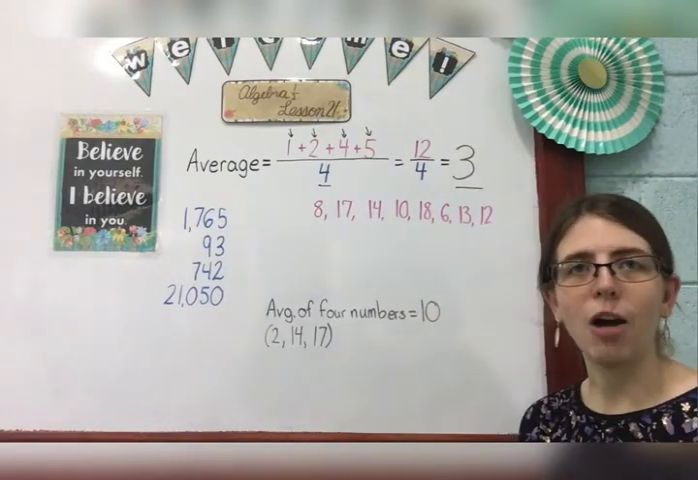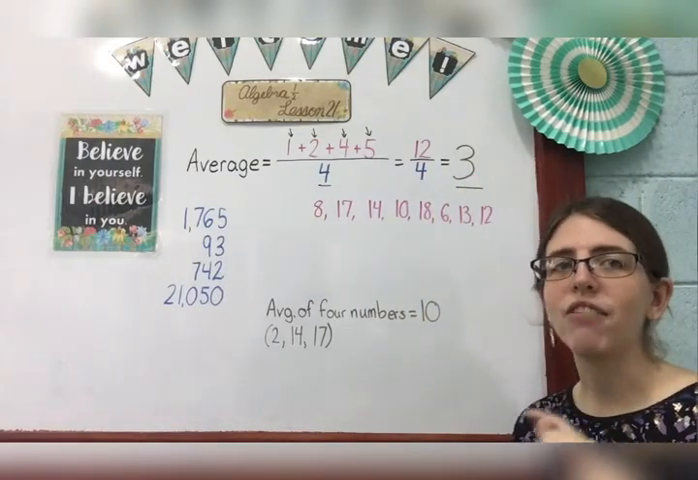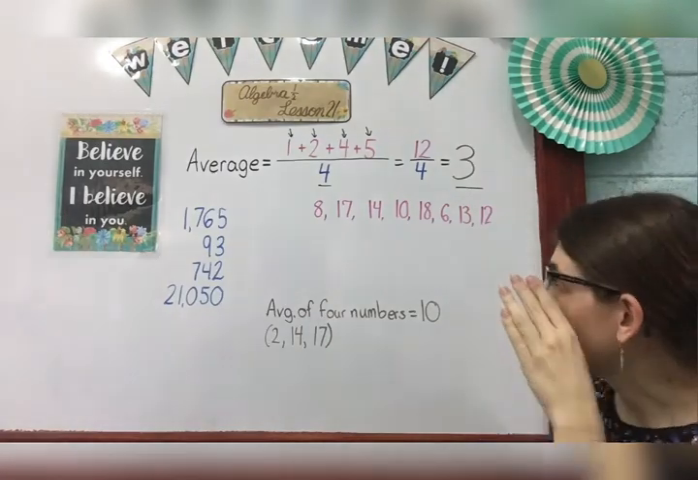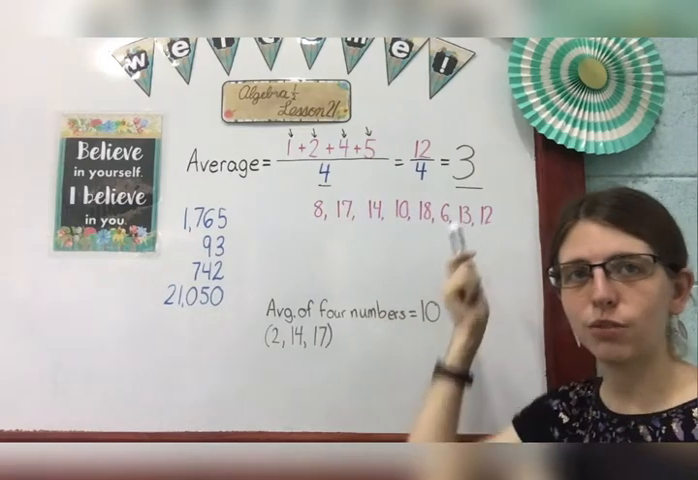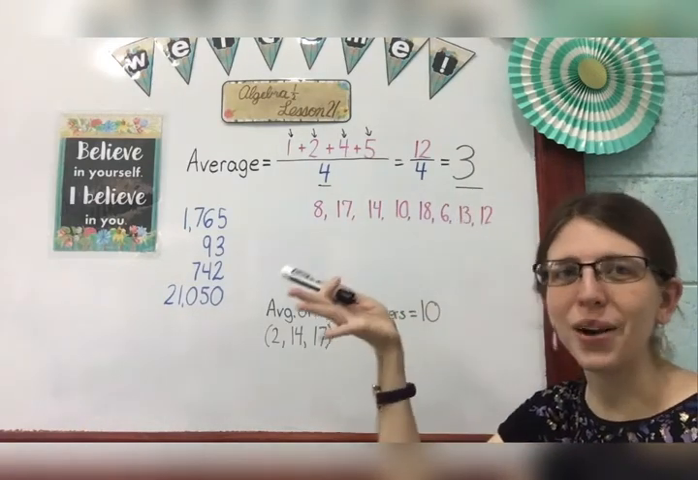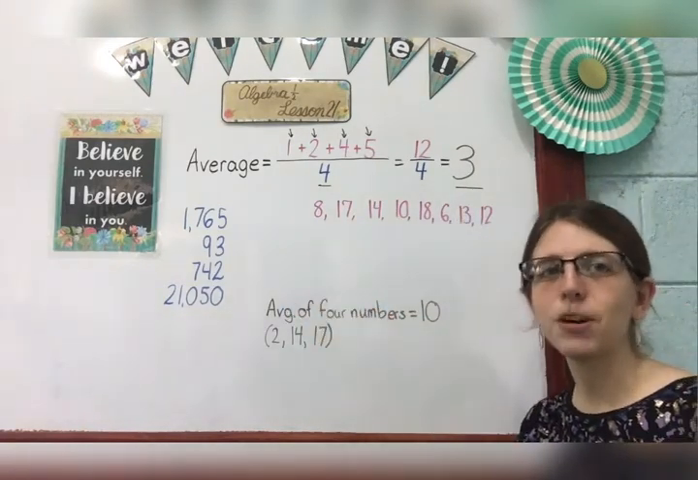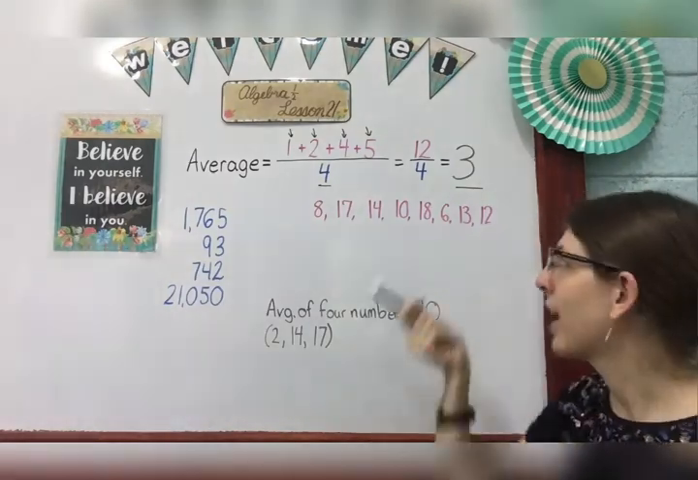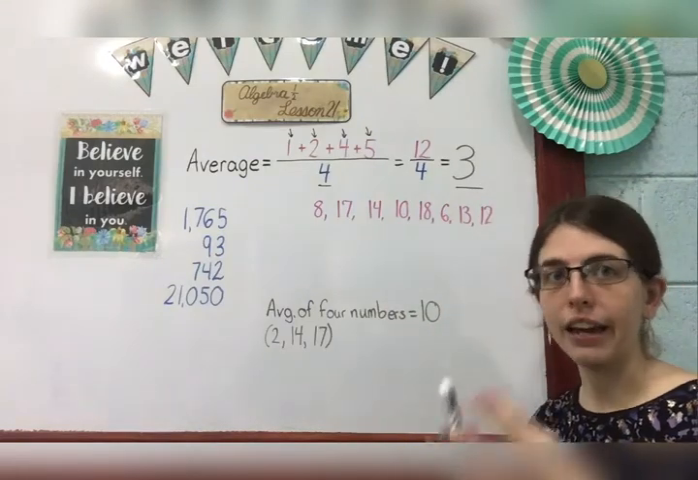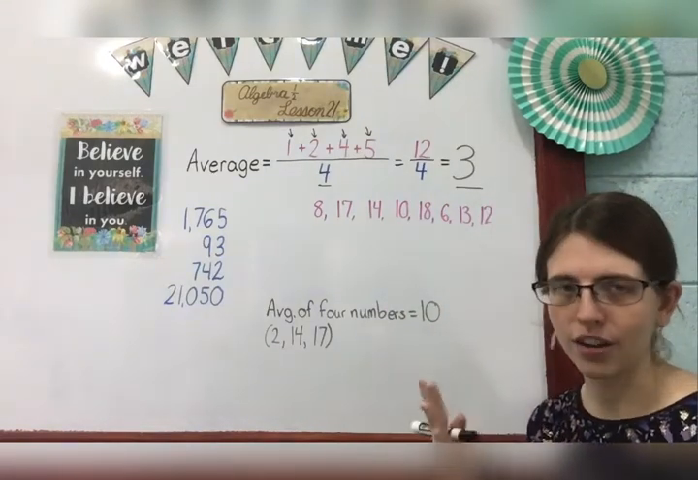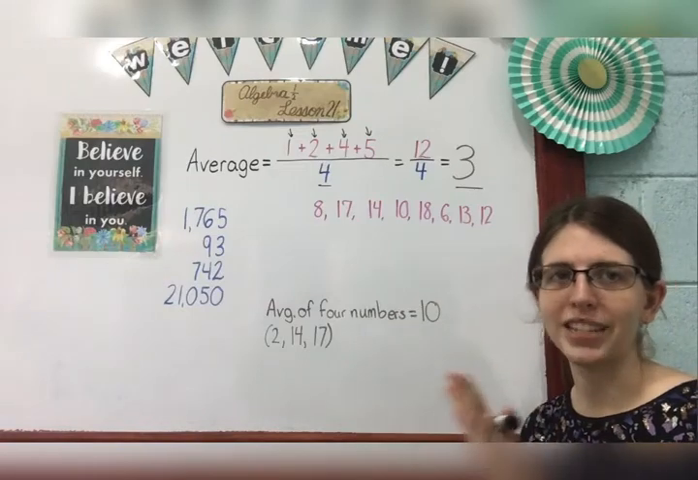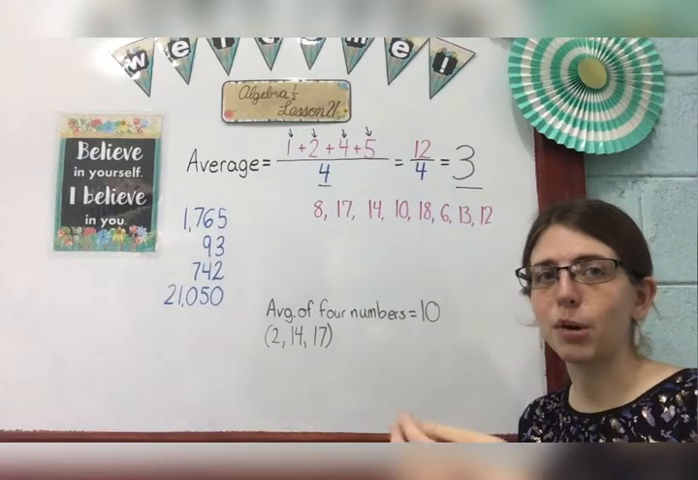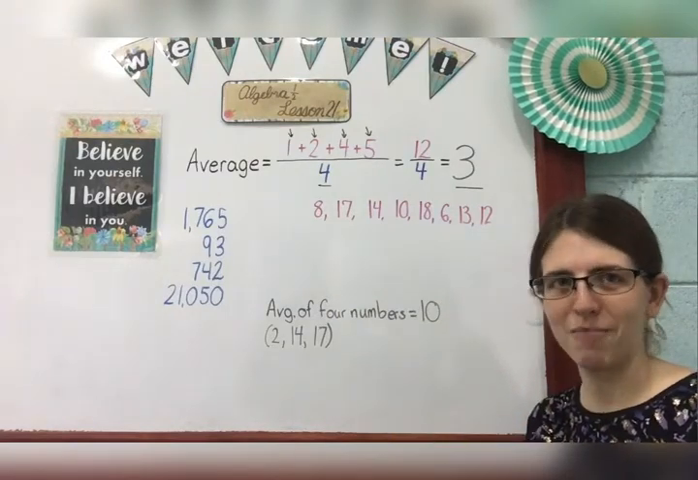Now a little clue to help you: your average can never be greater than your greatest number. My greatest number in this one is 5. Is 3 bigger than 5? No, it's not. So your average will never be bigger than your biggest number. If you had ended up with an average of 6, then uh-oh, red flag, something's gone wrong. So you have to go back and figure out where your mistake is. It's going to be smaller than your biggest number. It might be close to your biggest number, but it will always be smaller than your biggest number.